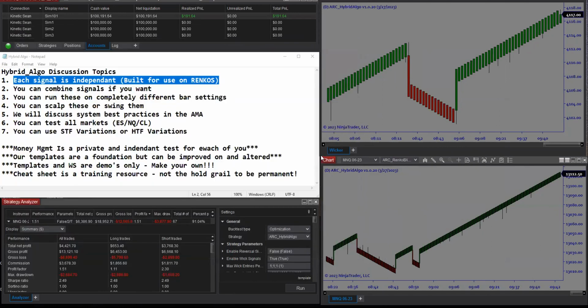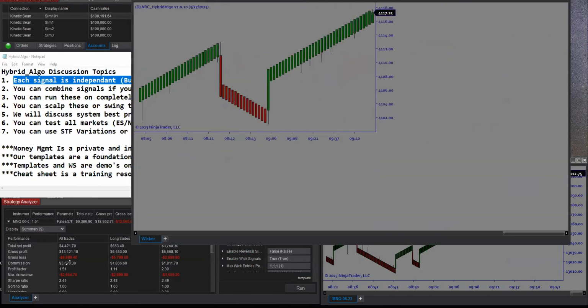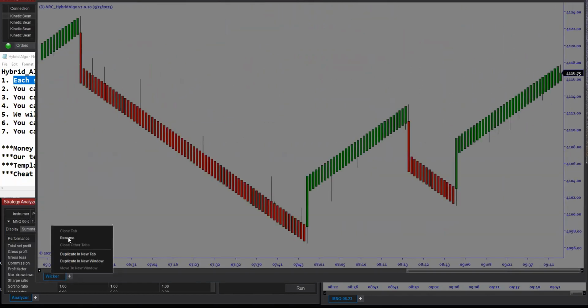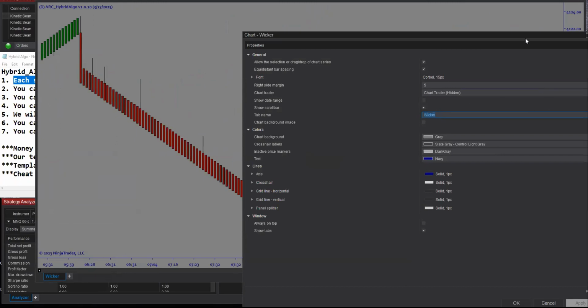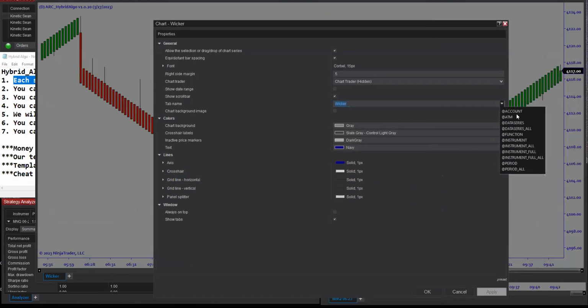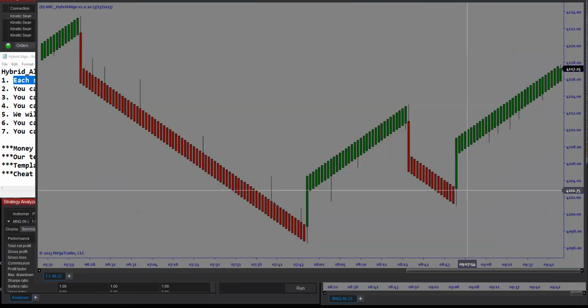Well, if I'm looking at, and don't worry about the name down here. I'm going to change this name because for the purpose of doing this, I just want to make sure that the instrument is full. There we go. And take away the wicker. I don't want there to be any confusion.